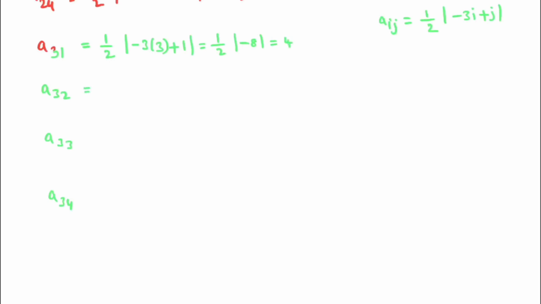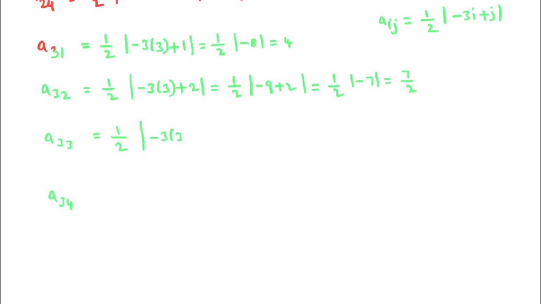A32, 1 by 2 into modulus of minus 3 into, in place of i, 3, in place of j, 2. That equals 1 by 2 into modulus of minus 9 plus 2. Minus 9 plus 2 is minus 7. Modulus of minus 7 is 7. This is 7 by 2. A33, 1 by 2 into modulus of minus 3 into, in place of i, 3.